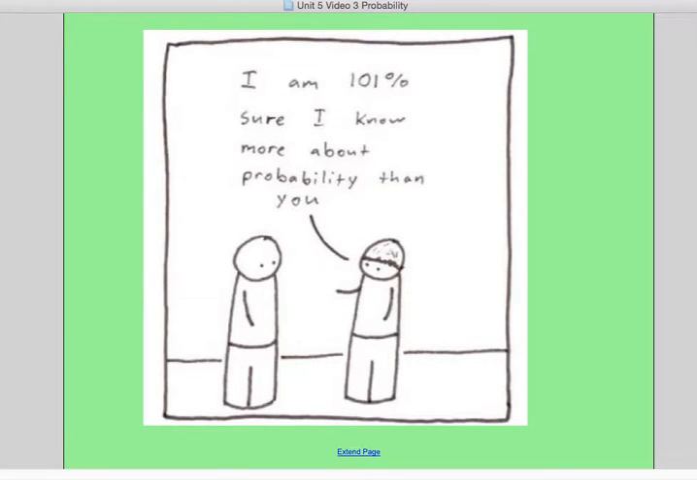Here's a little joke. If you want to take a second to read it, you can. It's funny because you can't have 101% probability.